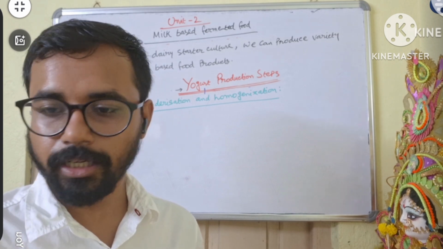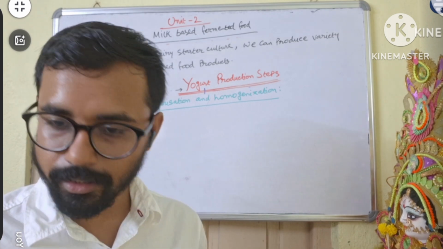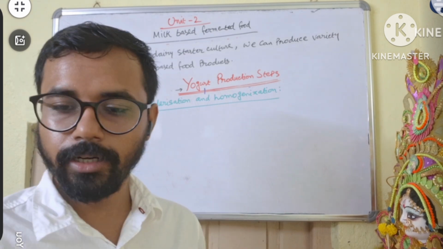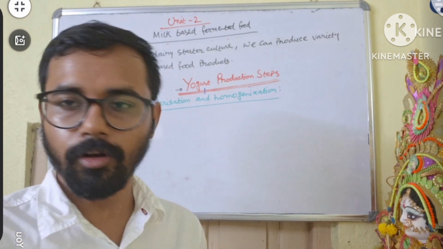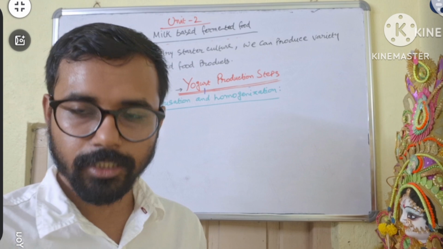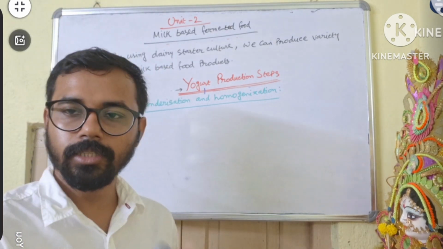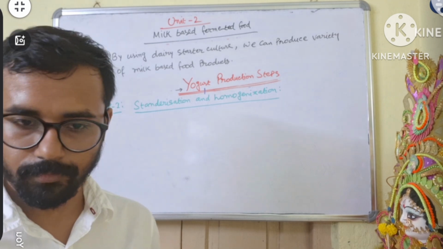We are making it in industry, not in the home. So make it in a standard form. So the standard should be maintained. Otherwise, there are some regulatory laws also present in India and every country. That's why the standard should be maintained. So for the standard, the raw milk that is used should be standardized first, right?